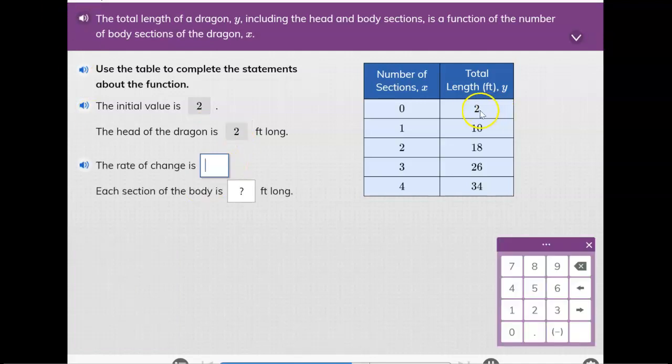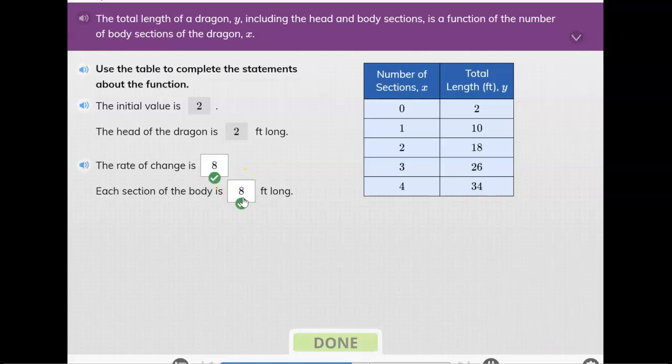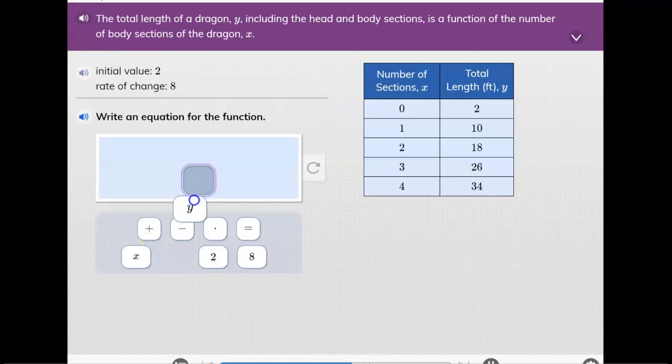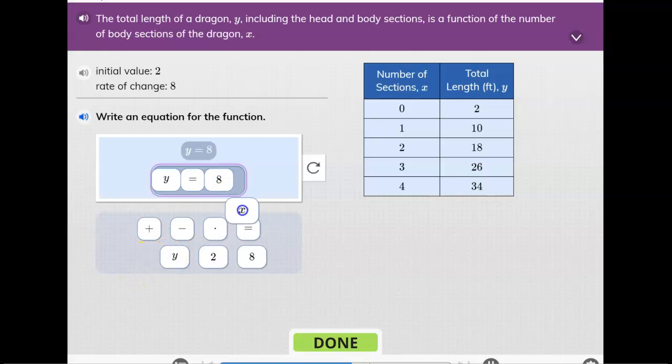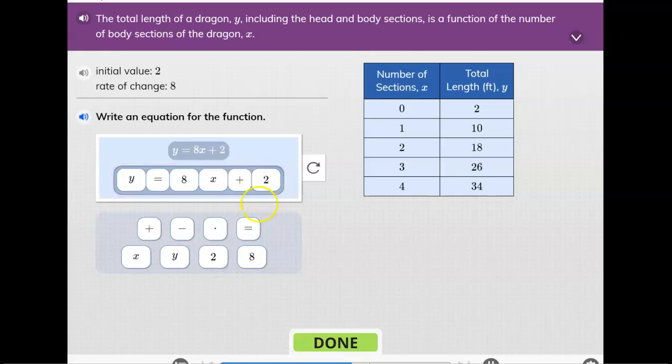And then the rate of change is just how does it change. It skip counts here in the y by 8. So each section of the body is 8 feet long. Lastly, our equation is just y equals our rate of change, which is 8, followed by x, aka our slope, plus our initial value, plus 2, aka our y-intercept.